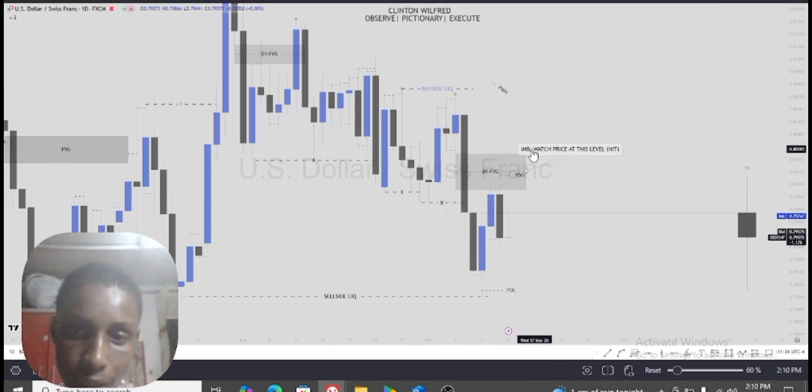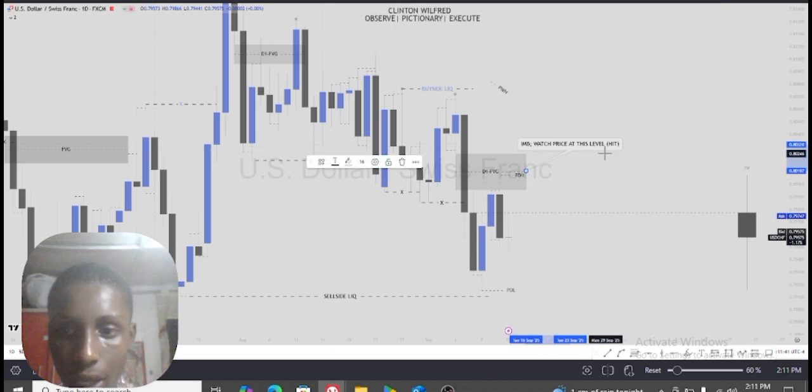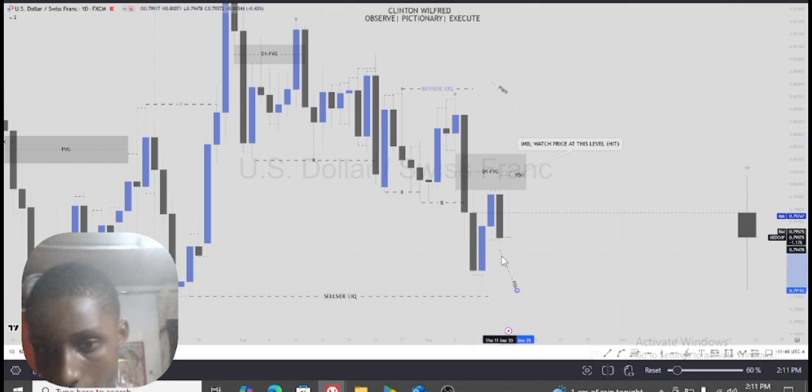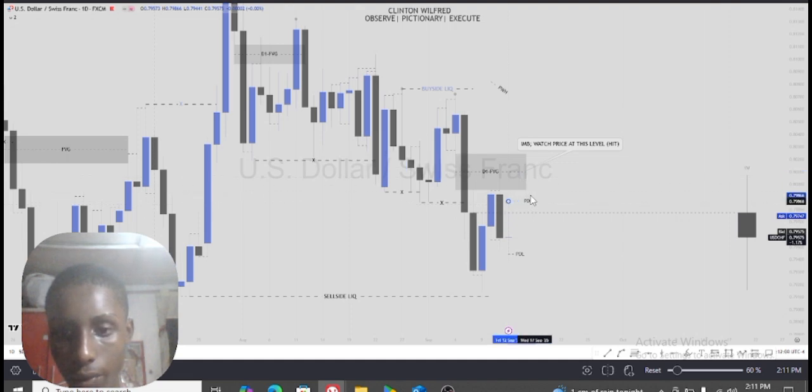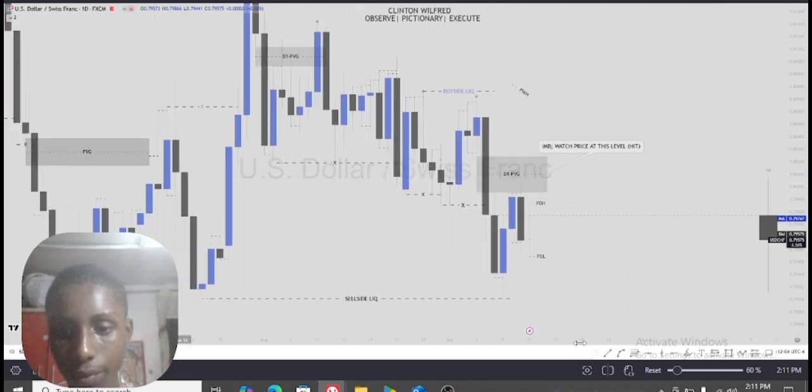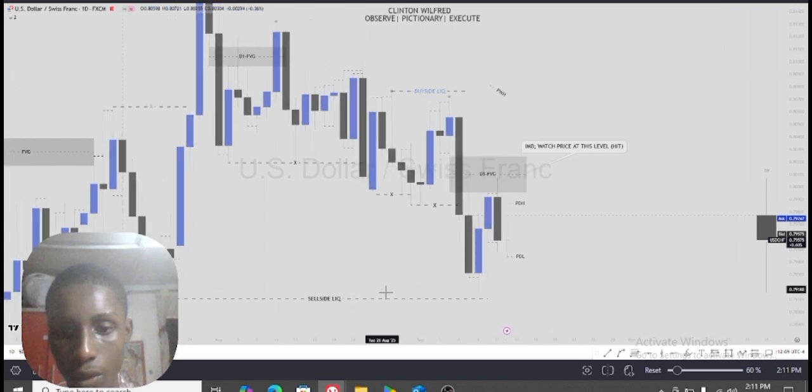I say watch price at this level, and you see we just hit the FVG, and also I'm looking for more downside down to this sell side liquidity resting above this low. So this is our next previous day low. Friday is our next previous day low, and previous day high also. And then I'll be looking for this sell side liquidity.